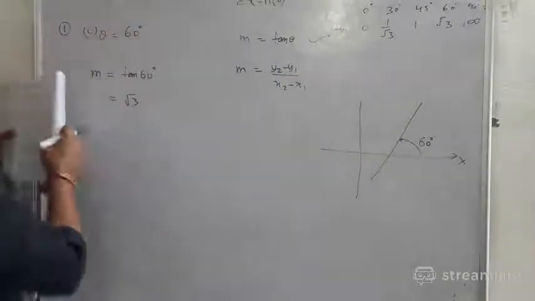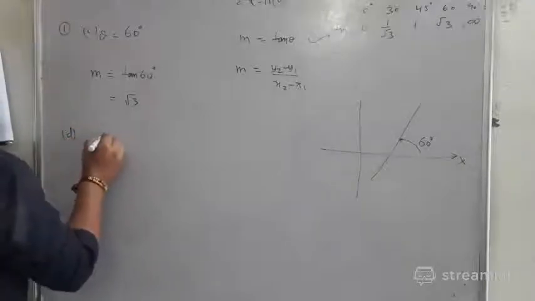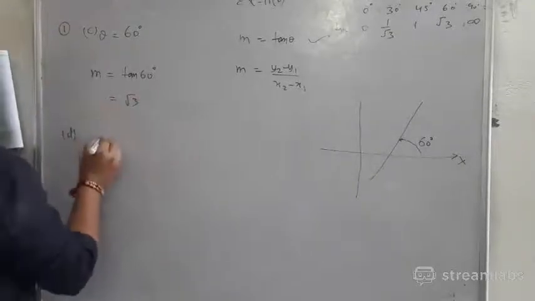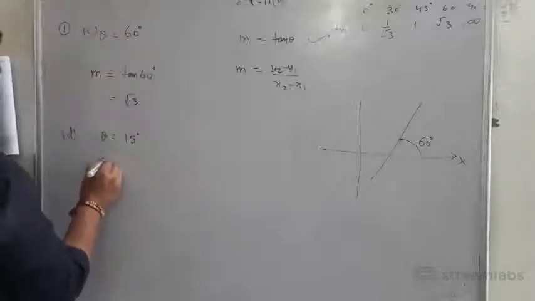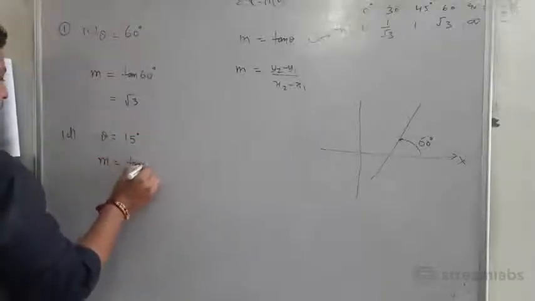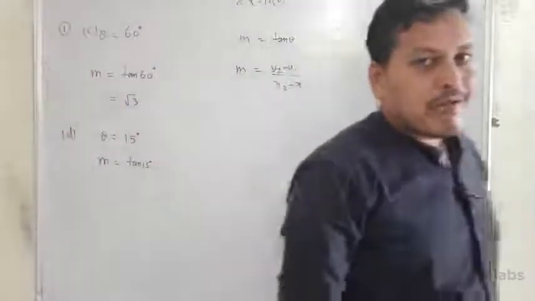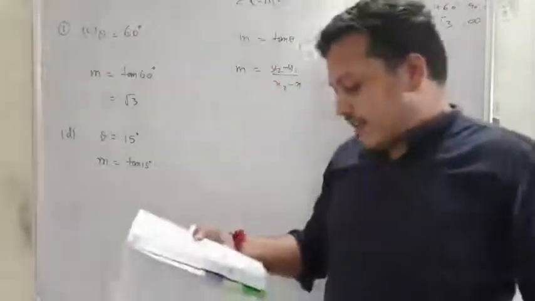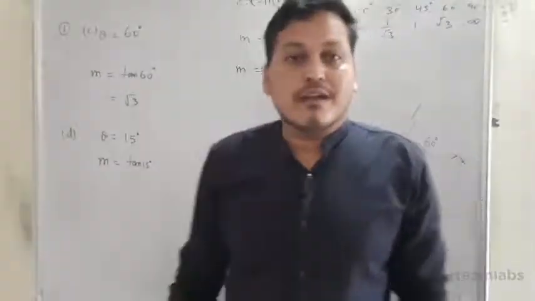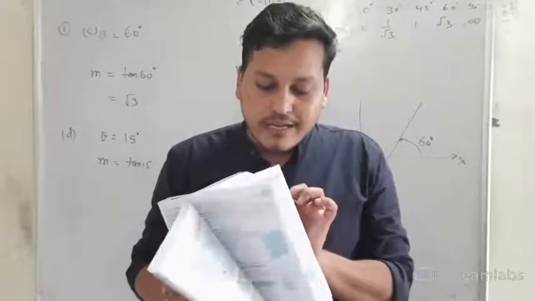Next question, now D and E parts. Tan theta where theta is equal to 15 degrees. Maybe you are confused in this question. How can we calculate it? So m is equal to tan 15 degrees, but you don't know the value of tan 15. Now what will happen? In the next question tan 75 is given. So how can we calculate tan 15 and tan 75?